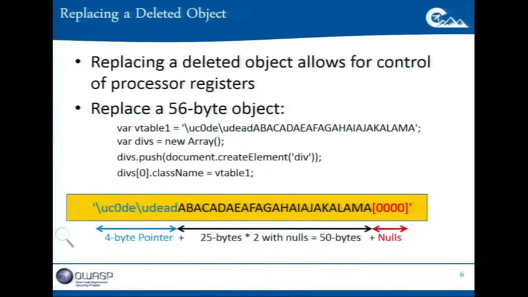Then we allocate memory here in the second line. Down here at the bottom, you can see we assign it equals vtable1, so we're able to get that allocation that we want and fill it with exactly what we want.